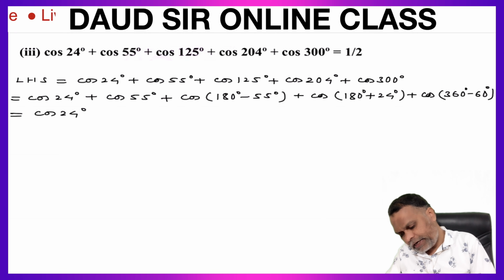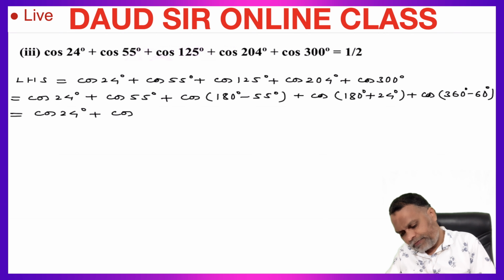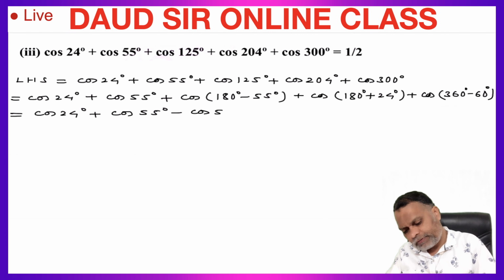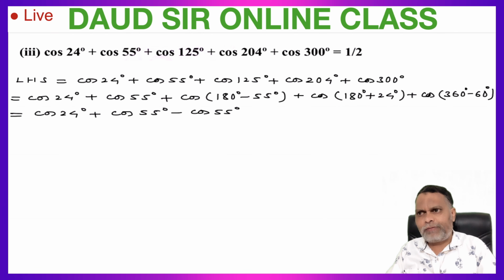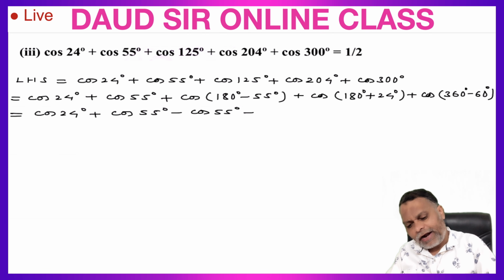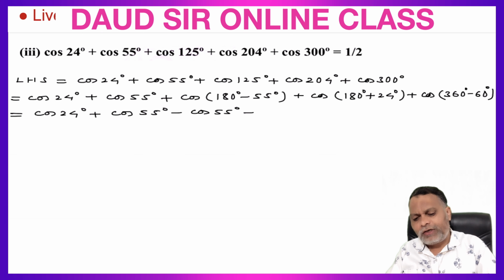Cos 24 degree plus cos 55 degree, cos 180 minus theta. 180 minus theta lies in second quadrant. In second quadrant cos is negative, this is cos, so minus sign. In case of 180 no change, so minus cos 55 degree. This is cos 180 plus theta. 180 plus theta lies in third quadrant. In third quadrant, tan is positive. This is cos, so put minus sign. In case of 180, no change.